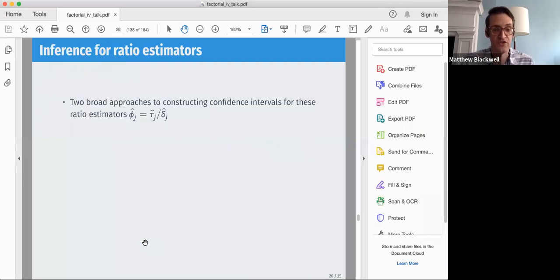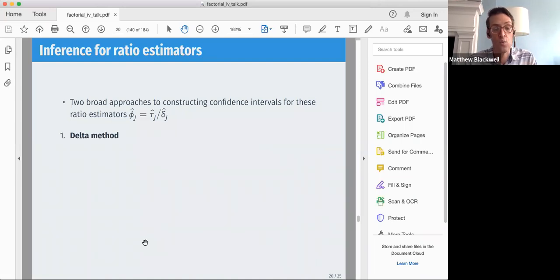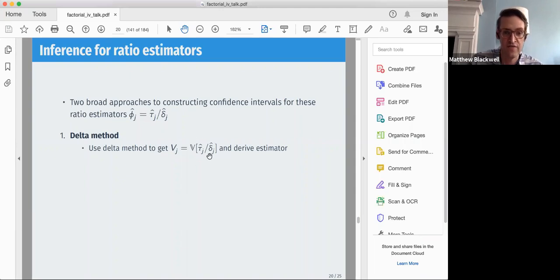And so once we have this distribution, there are two broad ways that we could construct confidence intervals for the ratio estimator. Obviously for these ITTs, there are very straightforward ways of constructing things. One would be just to use the delta method, right? Once normalized, these two ITTs are going to have large sample approximations that are normal, and we could use their joint distribution in large samples to get an estimate of the variance of the ratio. This is a very standard thing to do in IV settings, and you can construct 95% confidence intervals by doing plus minus 1.96 times the square root.